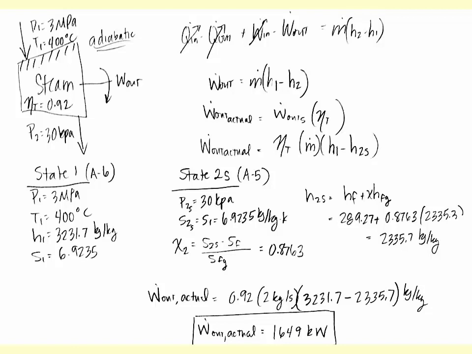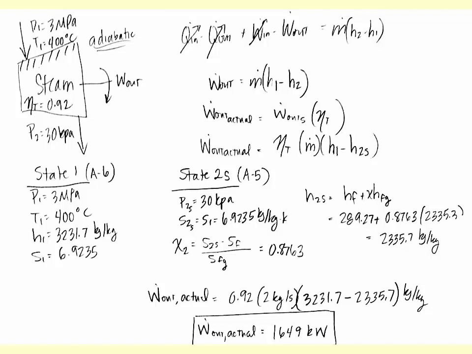S sub G minus S sub F, which is 6.9235 minus 0.9441 divided by S sub G minus S sub F, which is the same as S sub FG, 6.8234, gives us 0.8763. And these come from table A5.